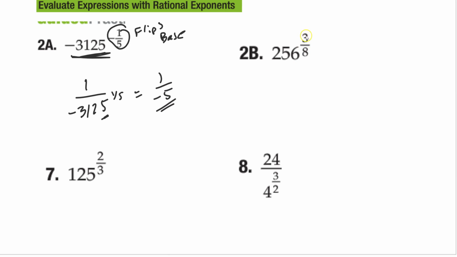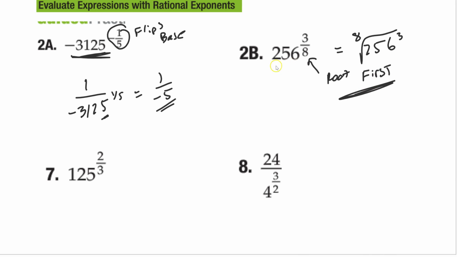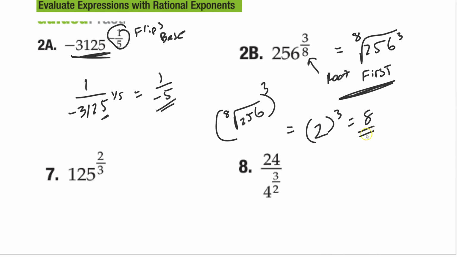Now we get this one, 256 to 3/8. You can rewrite that as the 8th root of 256 to the 3rd. But really the way you want to do this is, I want you to do the root first. That's the trick. Root first. When you get a problem where you have a number to a fractional power and you want to simplify by hand, do the root first. So the 8th root of 256, then we're going to get to the 3rd power. The 8th root of 256, again, not one I had memorized, but you can think about it logically. It's 2, and then 2 to the 3rd is 8. So again, we do the root first.